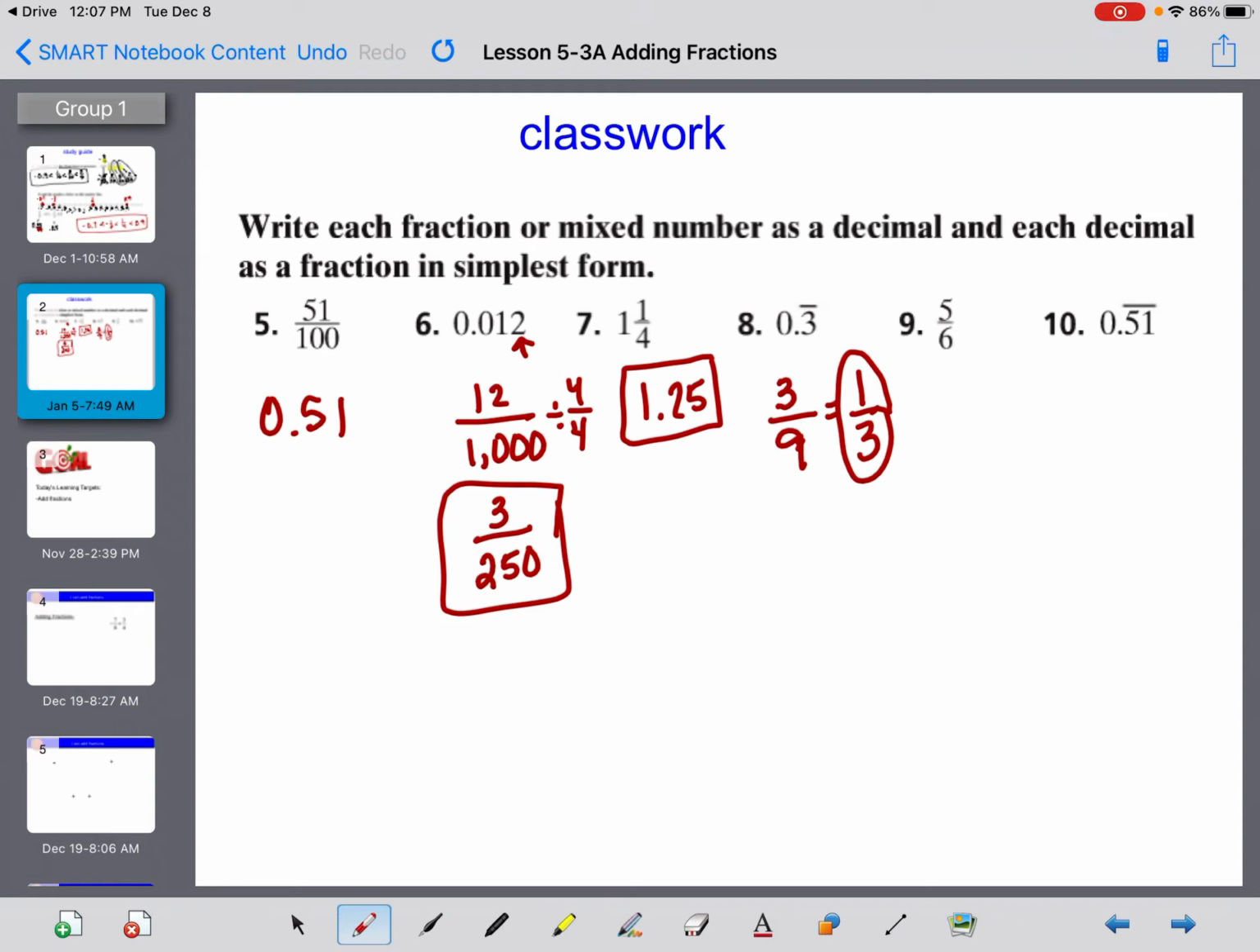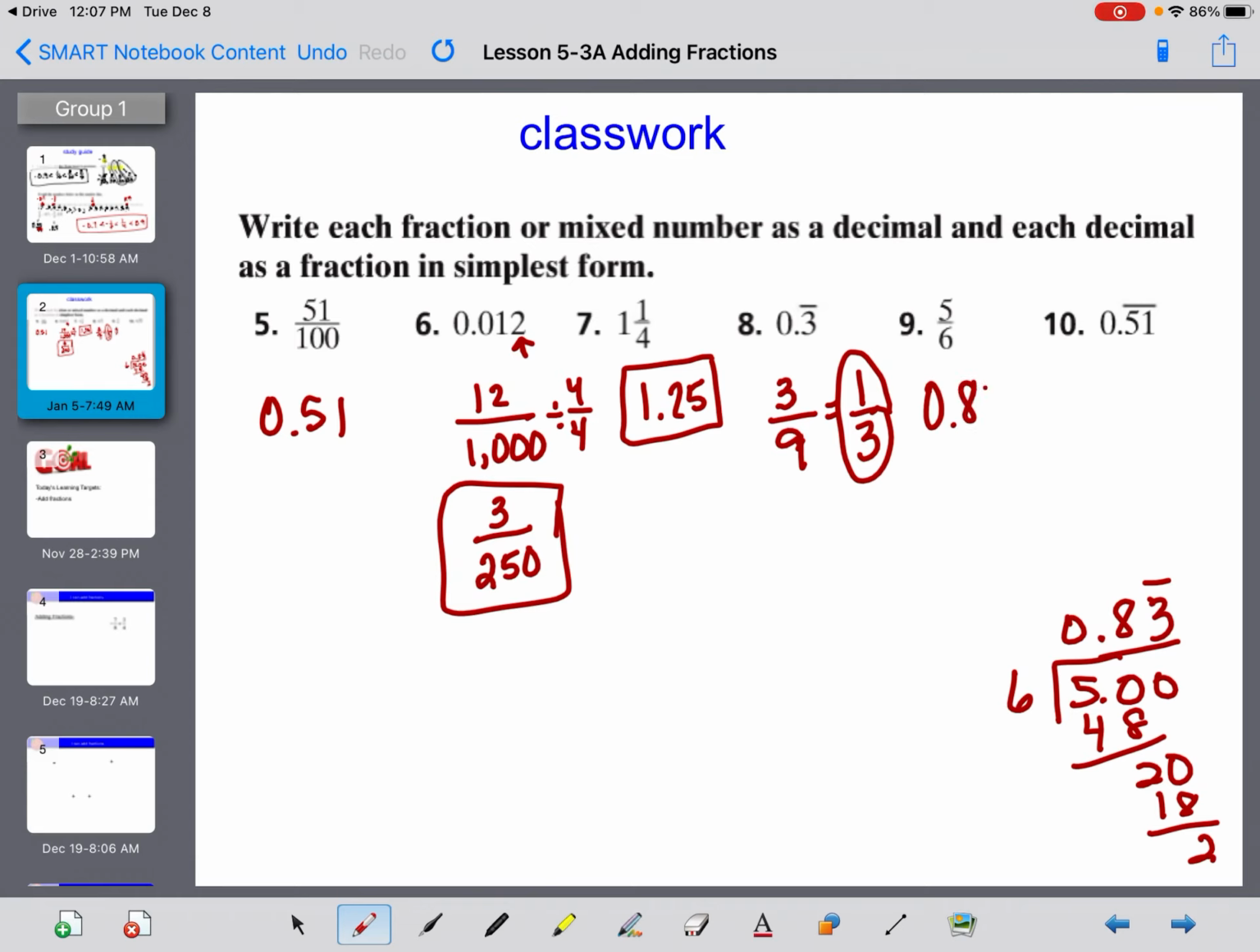Number 9, 5/6. That one, I need to actually do 5 divided by 6. 6 does not go into 5, but it does go into 50. Then I add a 0 and I bring it down. 6 goes into 20 3 times. I get 18. Oh, and I see that that 3 is going to repeat. So this is a repeating decimal. Make sure you put a repeating bar over only the 3.